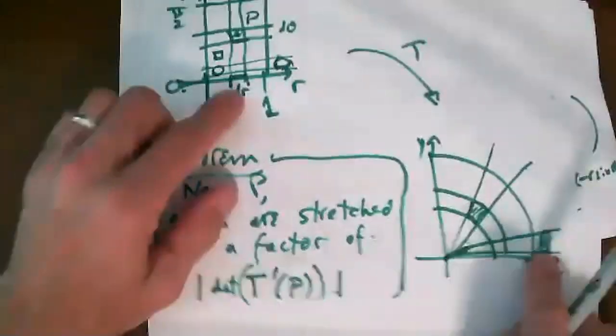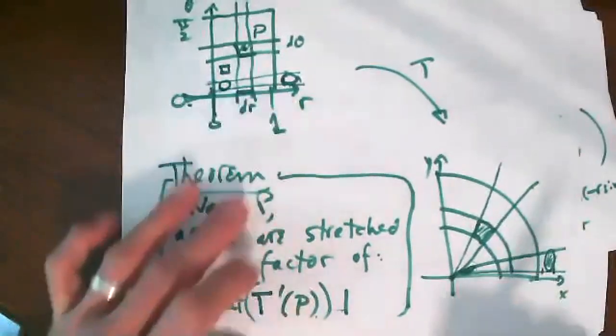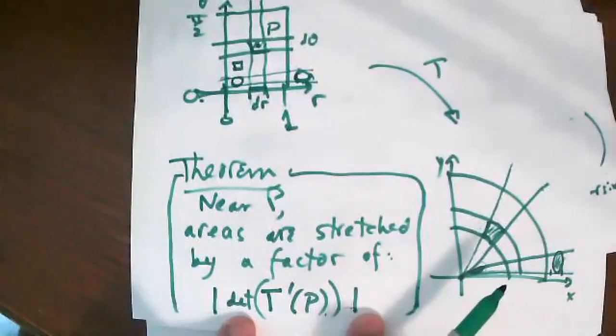Okay, so that's just another illustration, within polar coordinates, of how areas are stretched or shrunk by a factor that, in our case, just turns out to be R.